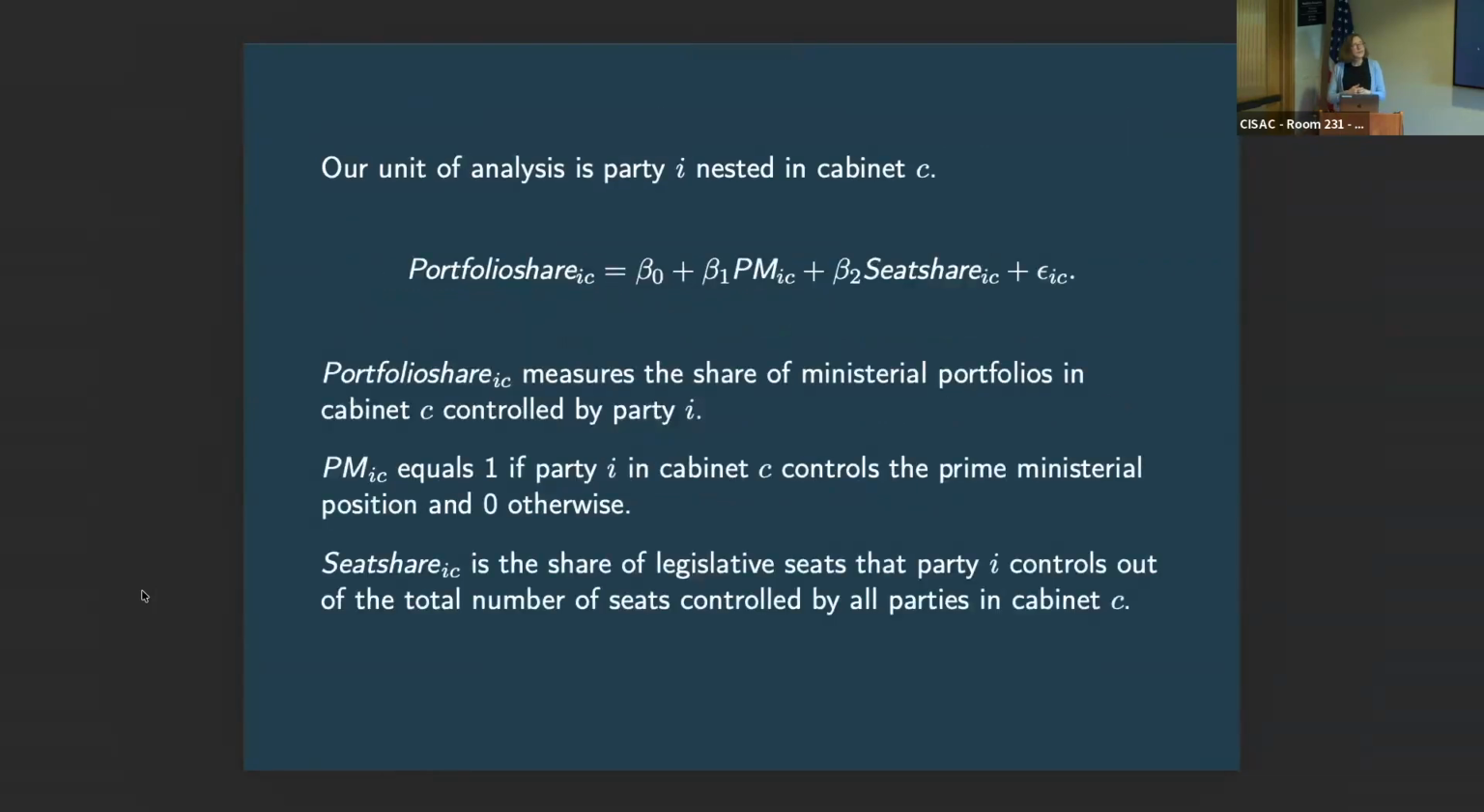In this case, the unit of analysis is the party. So I have party i within a cabinet c. The dependent variable is the portfolio share. Our main independent variable is a dummy variable: is the party a prime ministerial party or not? And then we're also going to account for the seat share, the resources that the party is bringing to the government.